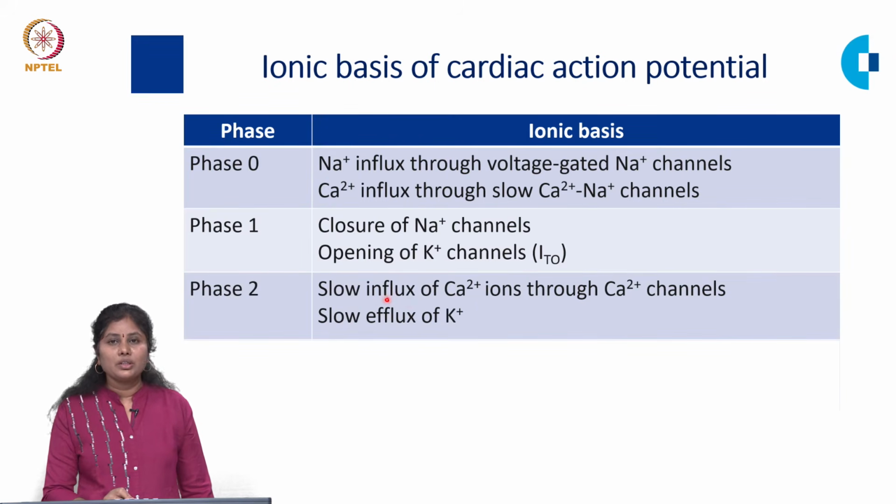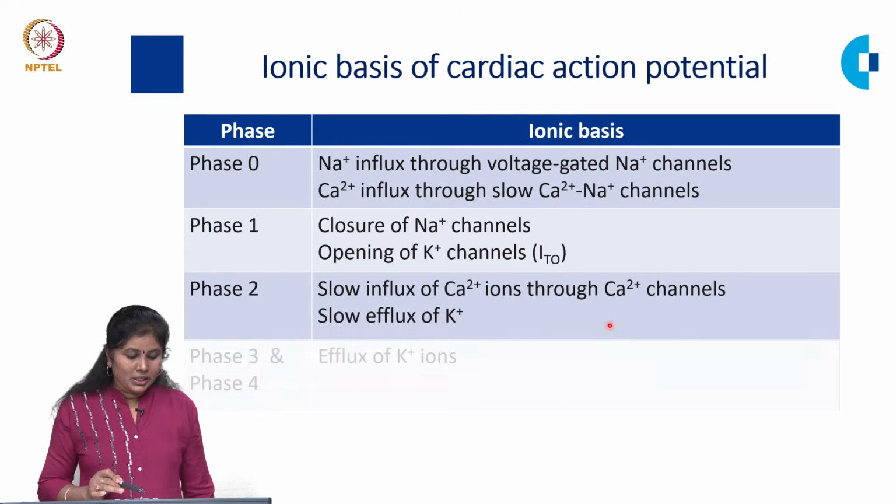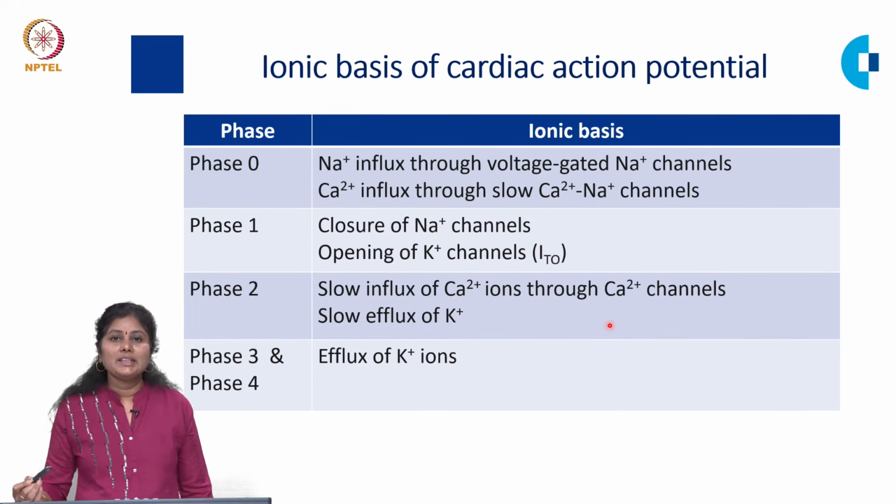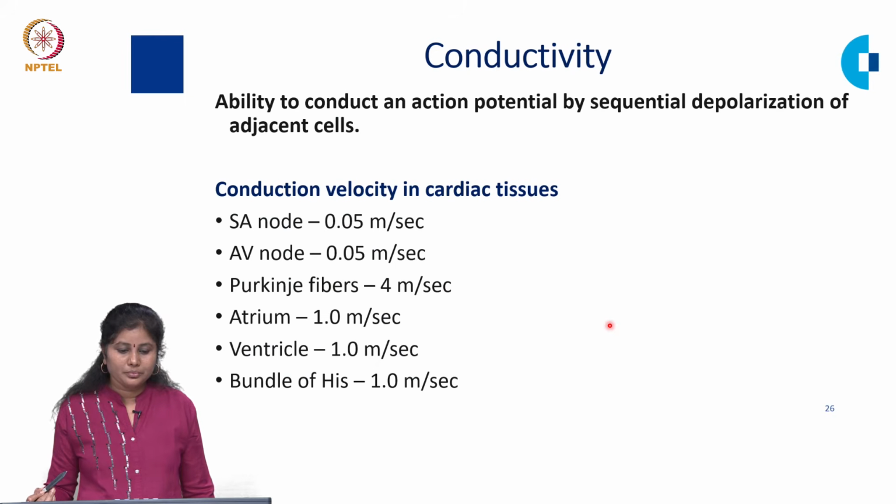Phase 2 is because of the slow influx of the calcium ions through the calcium channels, and also slow efflux of the potassium ions. So, the membrane potential does not change, it remains a plateau. Phase 3 and phase 4 is because of the efflux of the potassium ions through various types of potassium channels.